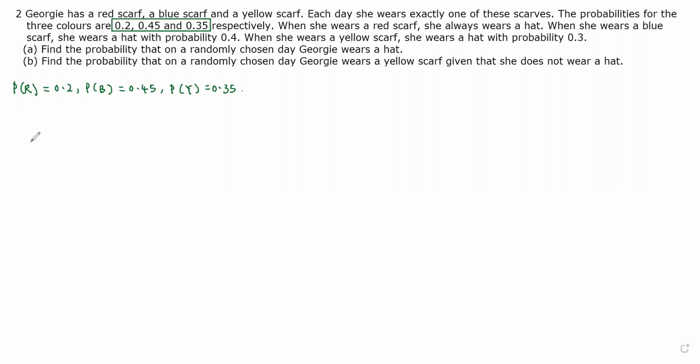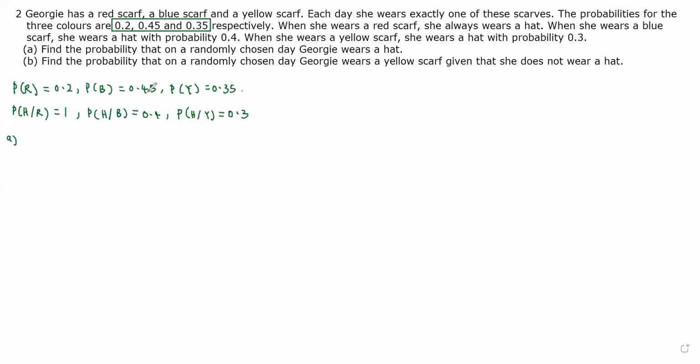When she wears a red scarf, she always wears a hat. Let's say H represents the event of wearing a hat. Then the probability of wearing a hat when a red scarf is worn is 1. She always wears a hat, so the probability is 1. The probability of wearing a hat given that she wears a blue scarf is 0.4. And the probability of wearing a hat when she wears a yellow scarf is 0.3.